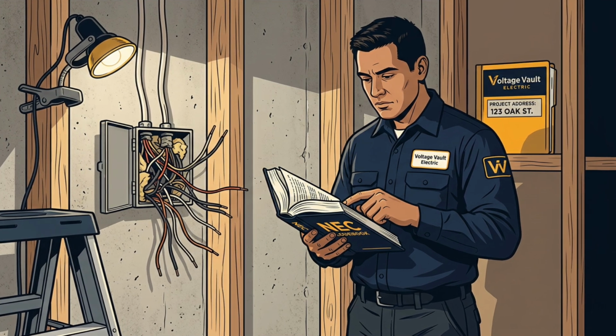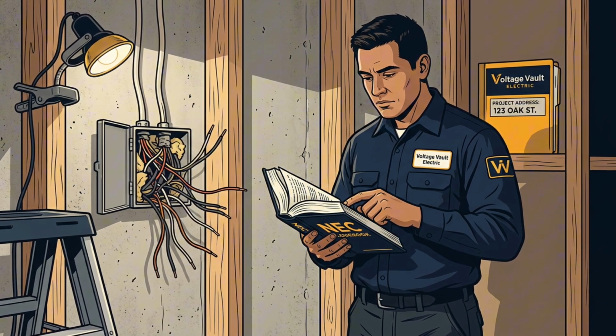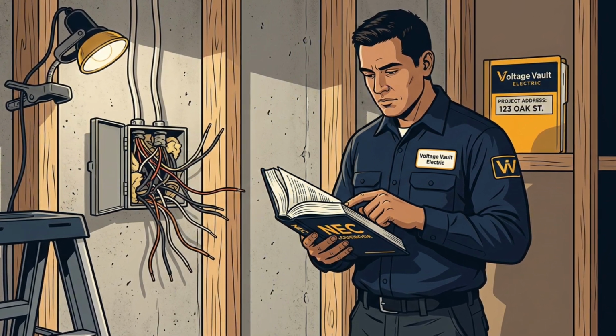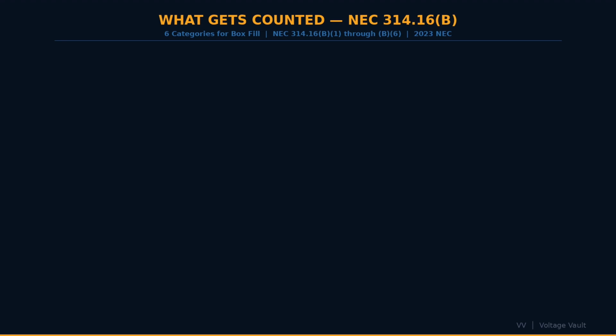Here's where most people miss it. You're not just counting conductors. NEC 314.16(B) tells you to count 6 categories, and you have to know all of them for the exam.